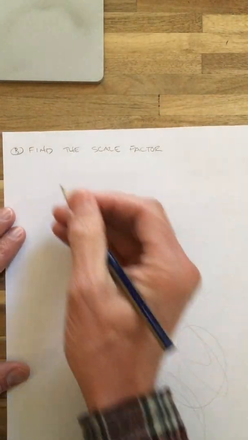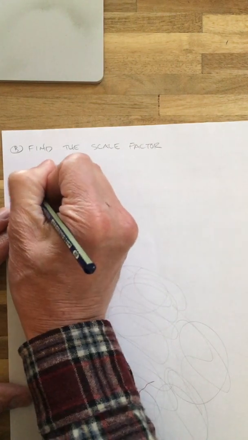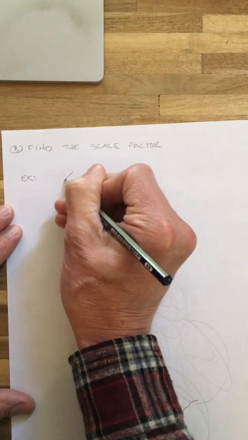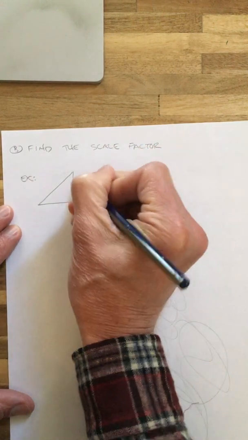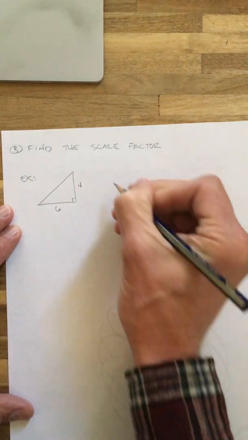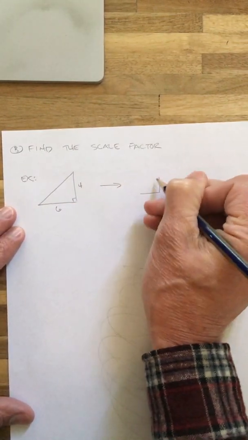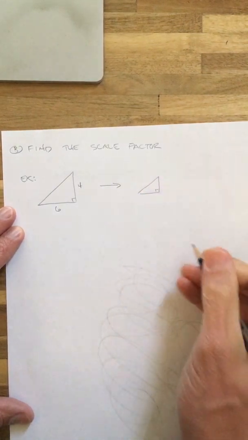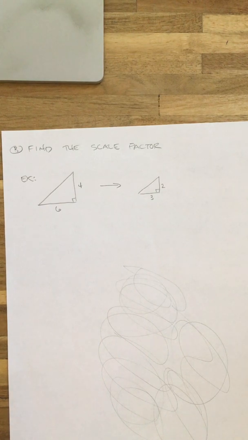We're going to find a scale factor to go from one triangle to the next. So here's my first example, okay? Here's my triangle. This triangle, it's a right triangle, and the height of this triangle is 4, and the base of this triangle is 6. And I want to go to this triangle right here. Okay, it's also a right triangle. The height of it is 2 and the base of it is 3. Okay, how can I do that?